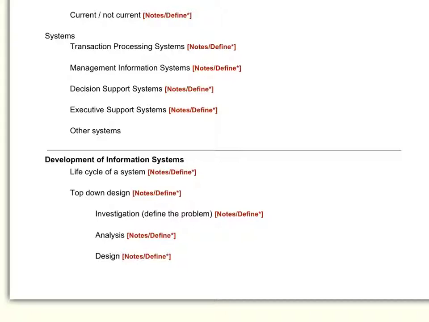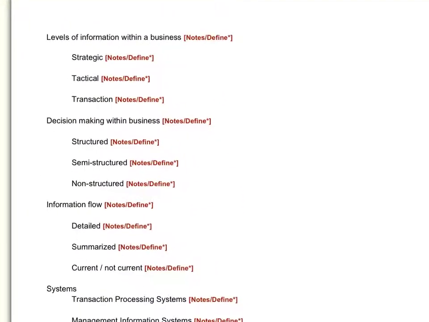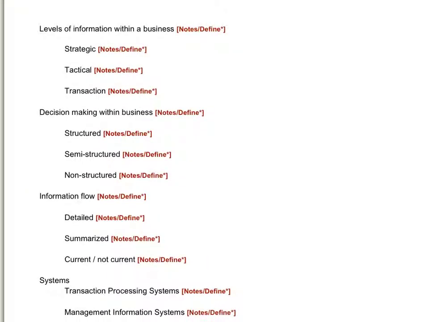BCA 101, Introduction to Computers and Information Systems. Okay, to start off with, I'm going to scroll down. We've already talked about information systems, so we're going to do a little bit of review.